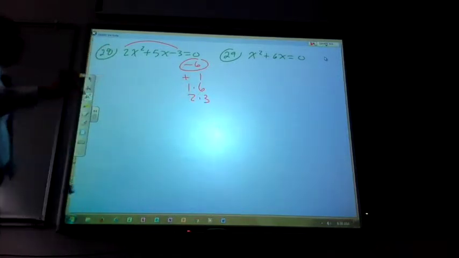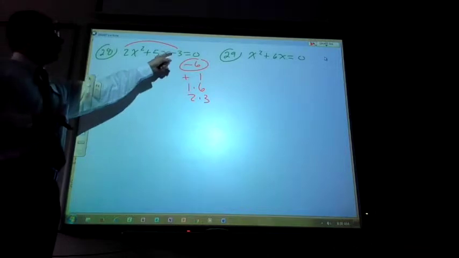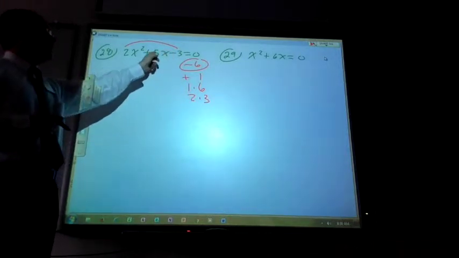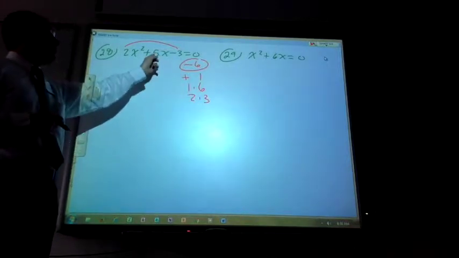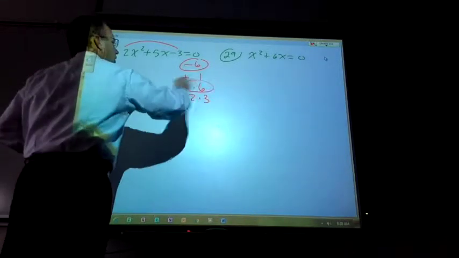Which of those would work to give me a positive 5? 1 and 6. So you're sitting there going, what about 2 and 3? If this was positive here, then the 2 and 3 would work. Being that it's negative, how would I add a positive and negative of these together to get a positive 5? It doesn't work. These are the ones that would work. So that's the one that's going to work for us.